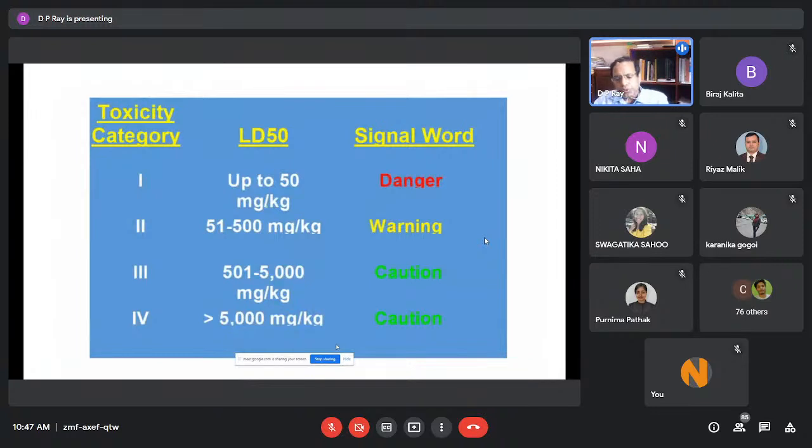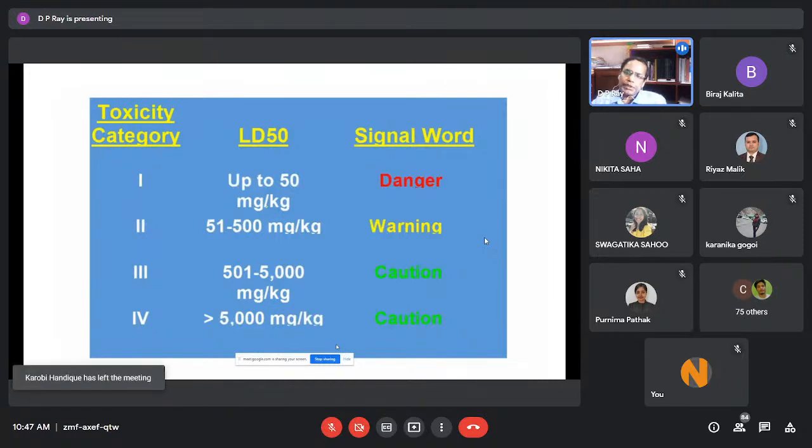And if we know about the pesticide, sometimes the LD50 value is very important. Lethal dose we used to consider. Lethal dose means it is lethal for 50% of the population; it will kill 50% of the population. How many grams or milligrams of the pesticide per kg body weight will be required to kill that 50% of the population.